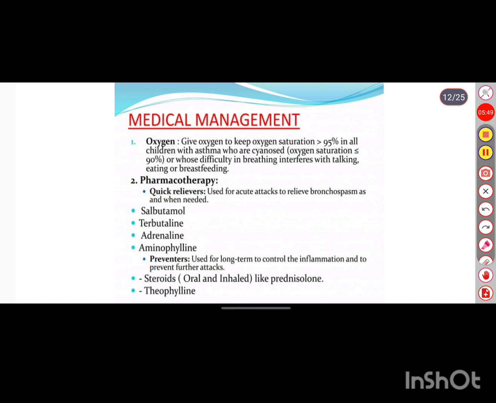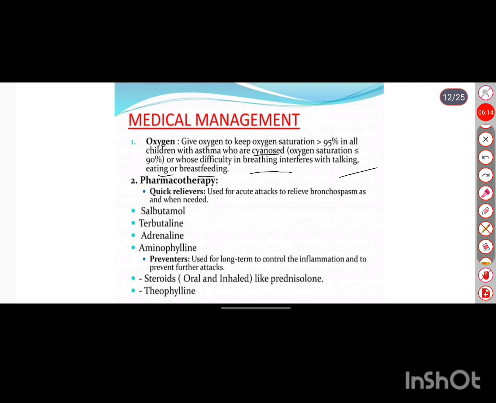The next comes the medical management, as oxygen. We need to give oxygen to keep the oxygen saturation at the level of 95 percent, especially for the children who are cyanotic and who are having difficulty in breathing, and this difficulty in breathing is interfering with talking, eating, and breastfeeding. We need to go for administration of oxygen.